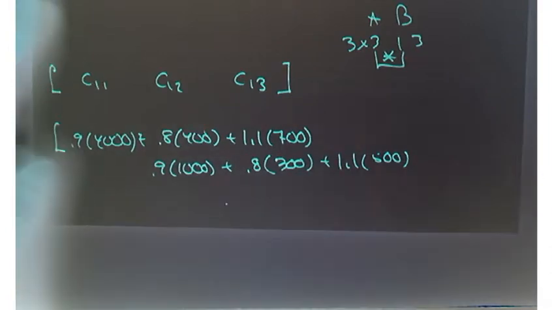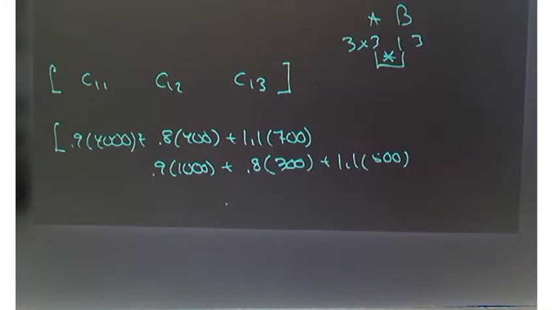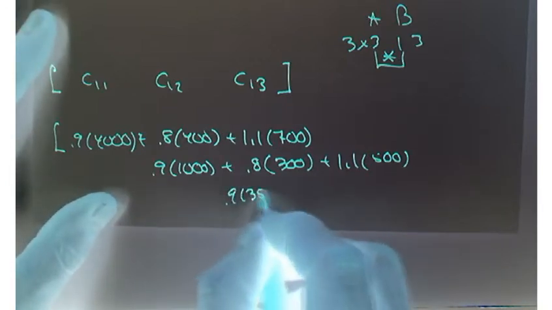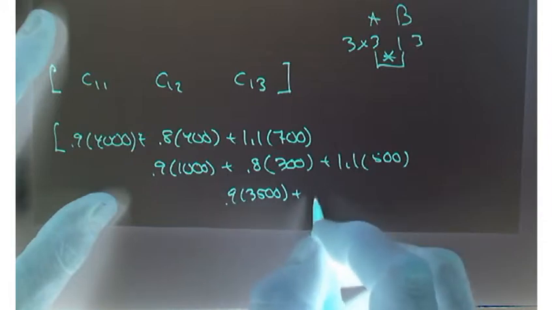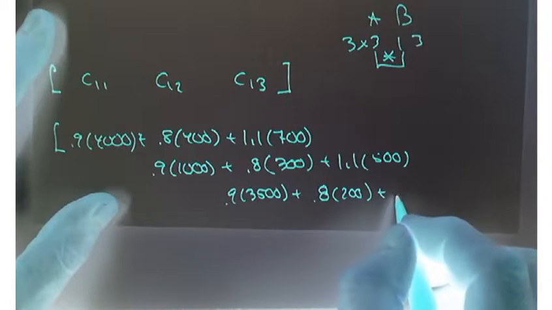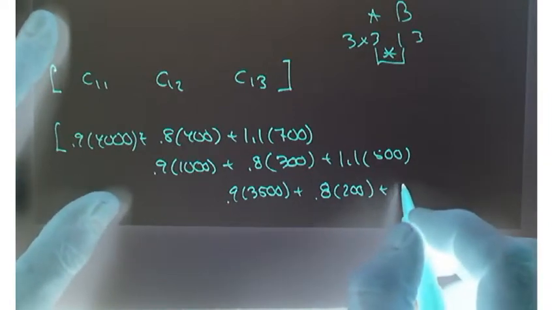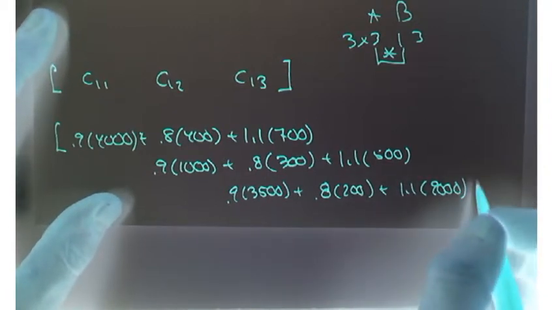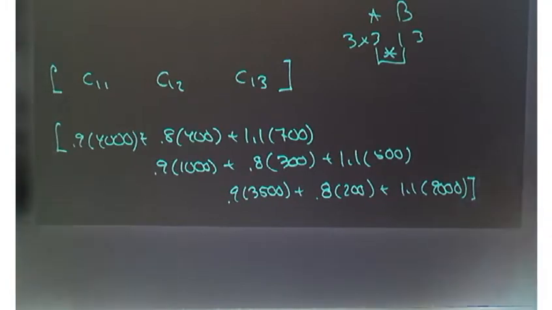Why don't you see if you can beat me to the last one? Try and multiply and get C13. So row 1 times column 3. Wow. A lot of milkshakes in the Anaheim store. All right, so that's our product.